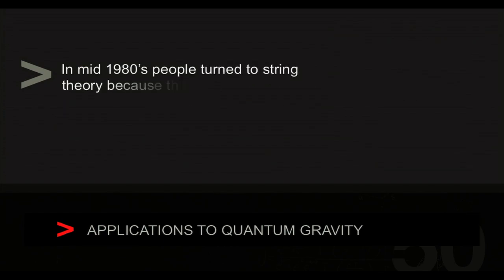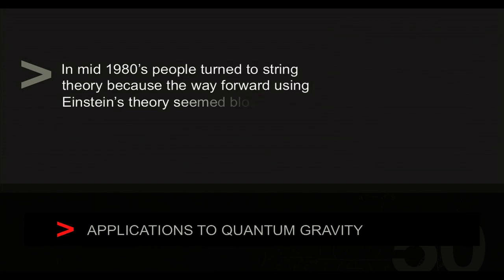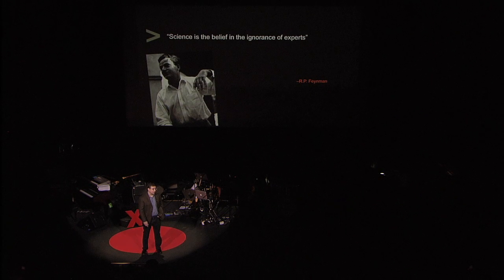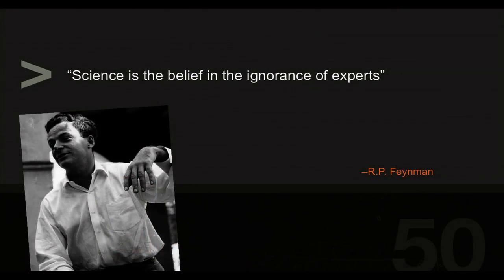Now, in fact, because of this problem, in the mid-1980s, people turned to string theory because the way forward using Einstein's theory seemed blocked. But we have to remember what Feynman told us. Science is the belief in the ignorance of experts.